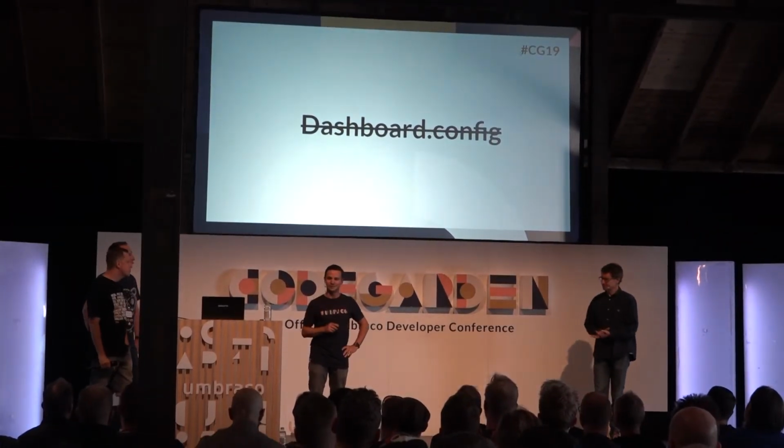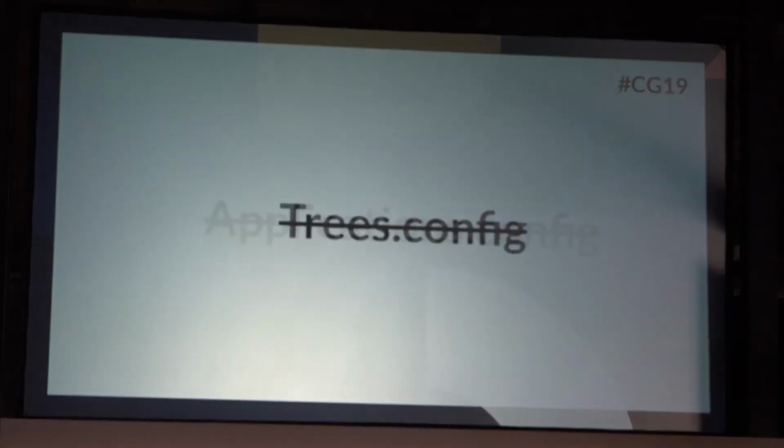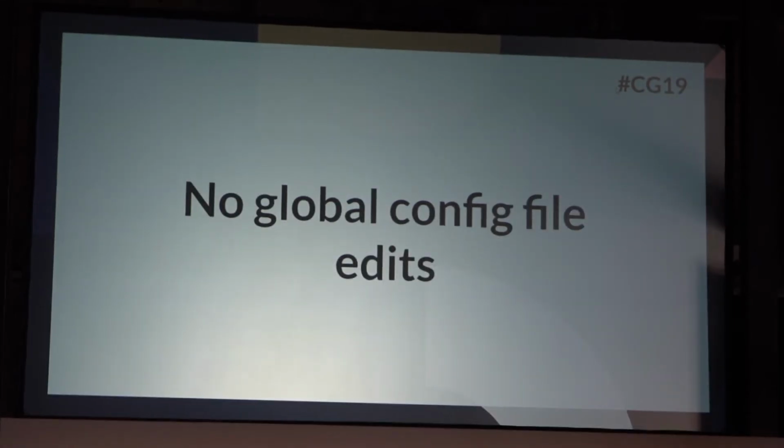No dashboard config. I think there's like a theme here. We're removing a bit of config stuff. There's no dashboard config. There's no applications config. There's no trees config, right? These are all gone. And we didn't do that just because we don't like config files. There's a crazy reason. It's because when you make a package, you don't want to have to modify global files that the Umbraco ships with.